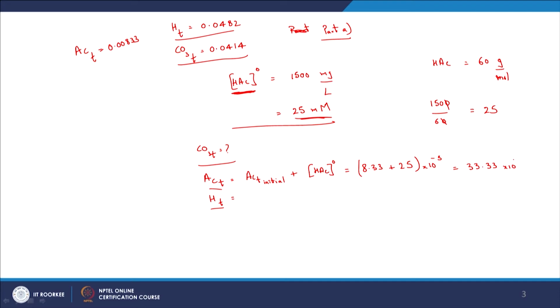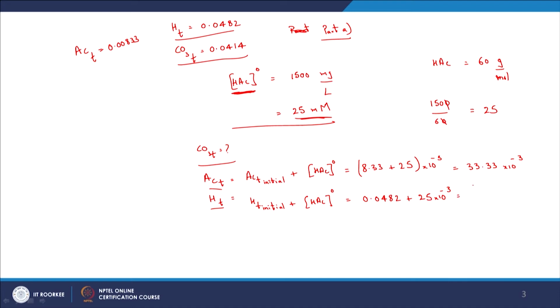into 10 power minus 3. And H total is again going to be equal to H total initial plus HAC naught, right? And that's going to be equal to what do we have initially? It's 0.0482 plus 25 into 10 power minus 3.